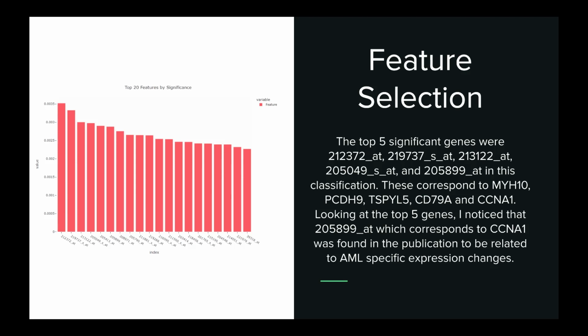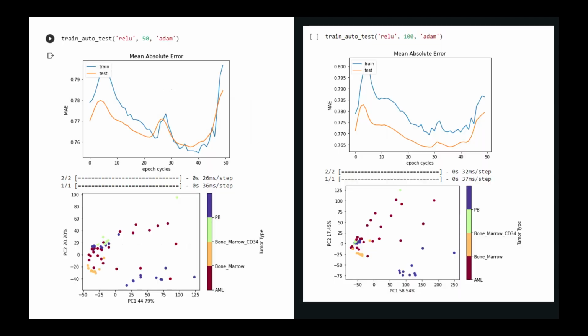And so looking at those top five genes, the CCNA1 gene was also found in the associated publication to be related to AML-specific expression changes. So that was pretty interesting because that indicates it's definitely a good biomarker for differentiating between cancerous tissues and normal tissues just because it is associated with AML-specific expression changes. So that was the first interesting thing I saw.